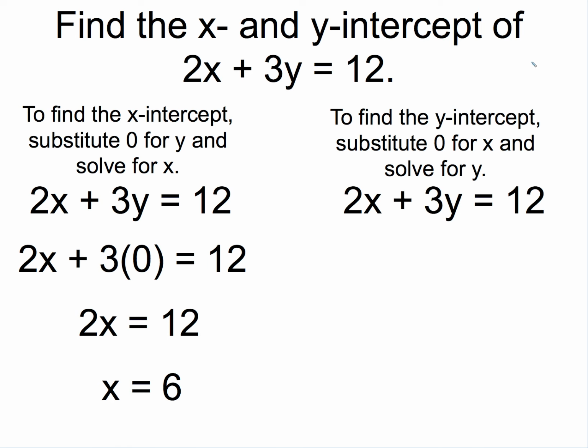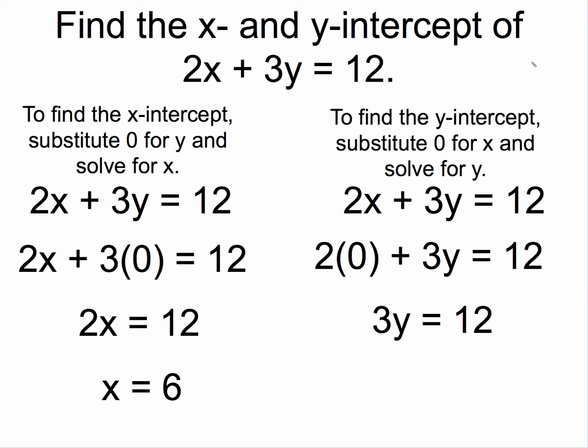So again, here's my equation. Substitute 0 in place of x. Since 2 times 0 is simply 0, I'll just have 3y equals 12. Divide by 3 on both sides, and we get y equals 4.